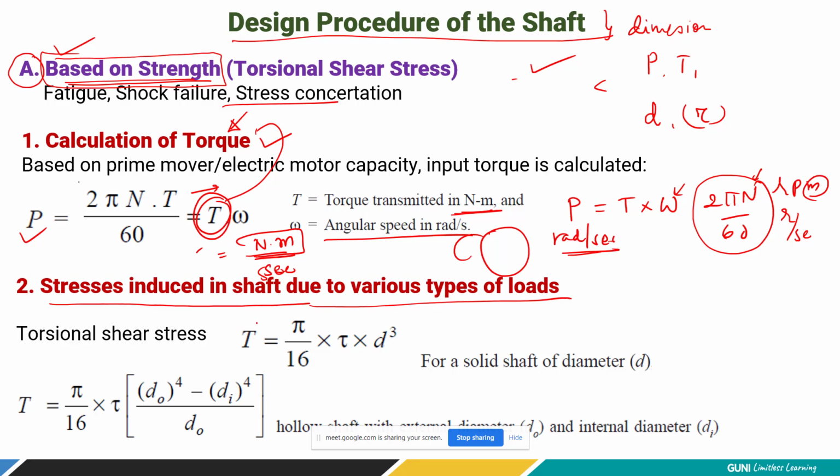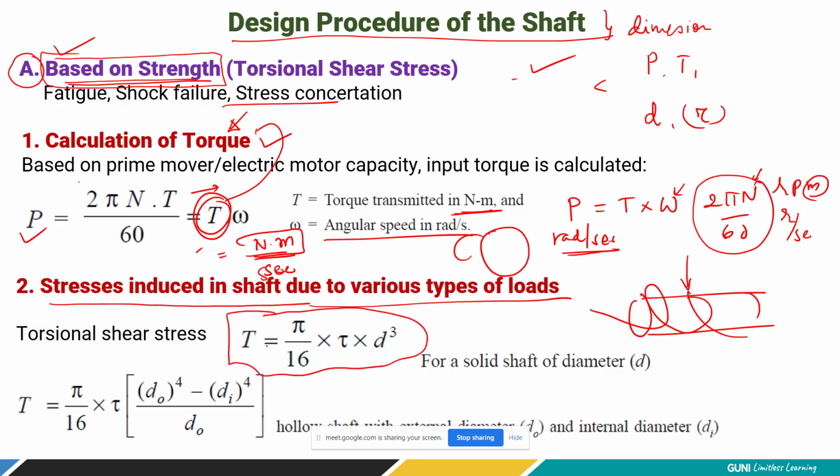As discussed earlier, if it is a pure torsion case, that is, the shaft is only transmitting the torque and does not carry excessive bending load, then we are going to consider it as a pure torsion load. In that case, you can consider this equation: T is equal to pi by 16 tau into d raised to cube, right? So this is torque, this is shear stress. This is also referred to as torsional shear stress to differentiate from normal shear stress. This equation is only for a solid shaft.